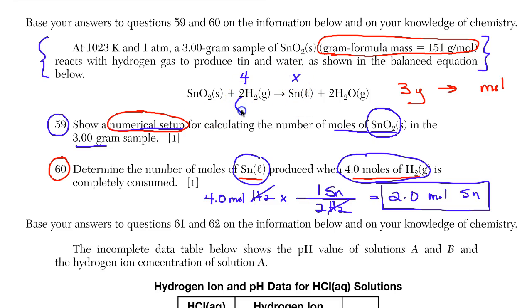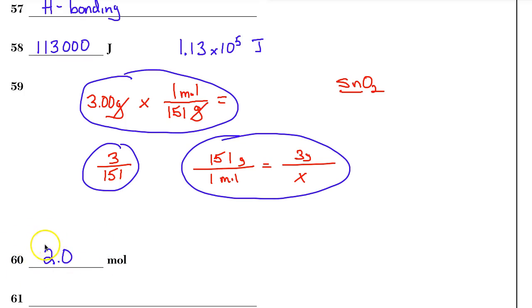How do I find that? Well, the coefficients become your denominators. 4 over 2. Remember, nothing in front implies 1. So 4 over 2 is equal to x over 1. Solve for x. Cross multiply, and you'll get 2. So let's put that in their answer booklet. Number 60 is 2.0 moles. Again, if you put 2 moles, totally acceptable. No significant figures were talked about or expected in this question; they would tell you.